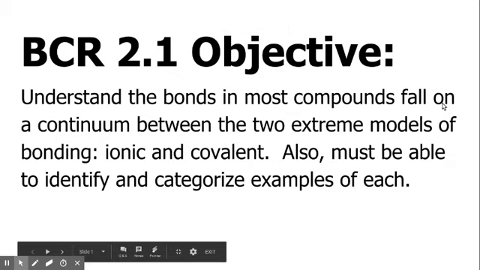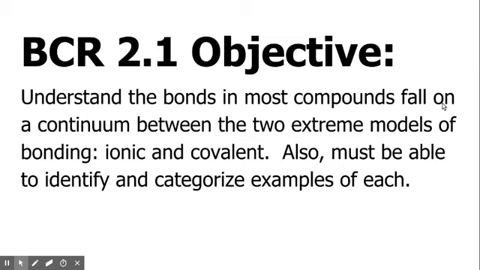BCR Objective 2.1 is to understand the bonds in most compounds fall on a continuum between two extreme models of bonding, ionic and covalent. You also must be able to identify and categorize examples of each. So that's kind of a weirdly worded objective, but pretty much there are two main bonding types, ionic and covalent. There are others, but we only focus on those two.